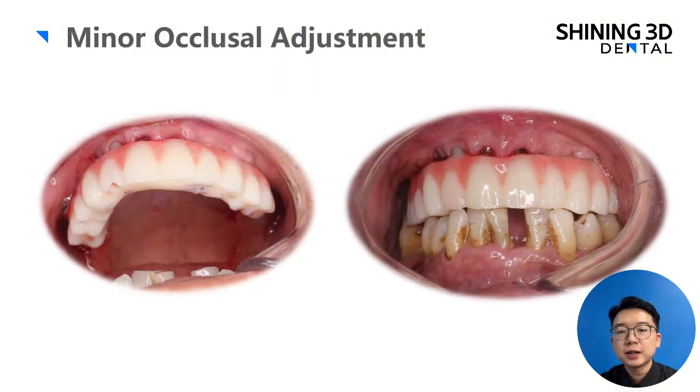Once we have manufactured it, on the chair side we will put it inside the patient's mouth to do a fitting and also some occlusal adjustment. For this case, only minor occlusal adjustment is needed because of all the data we captured, to make sure we achieved a very ideal bite relationship for this patient.